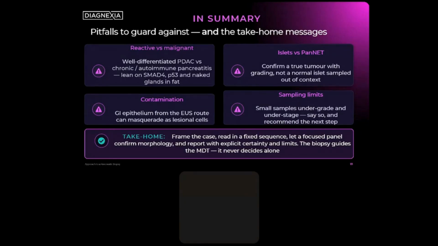Okay, so frame the case, read it in a fixed sequence that is reproducible, repeatable, prevents you from missing anything. Apply a focused panel based on your morphological impression. Don't just do a widespread immunohistochemical panel to bail you out because you don't know what it is. It should always be focused and directed. And report exactly what you see.